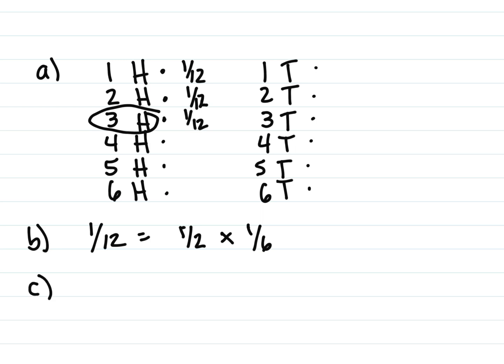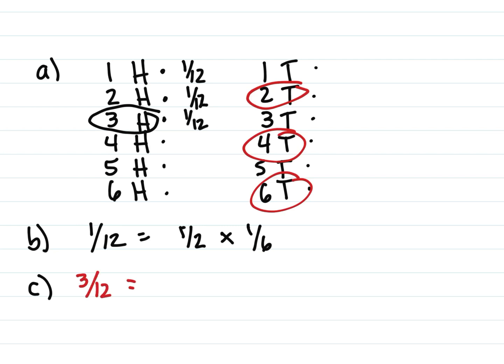Then in part C, it says, what's the probability of getting a tails on the coin and an even number on the number cube? 2, 4, 6. So that's 3 out of the 12.